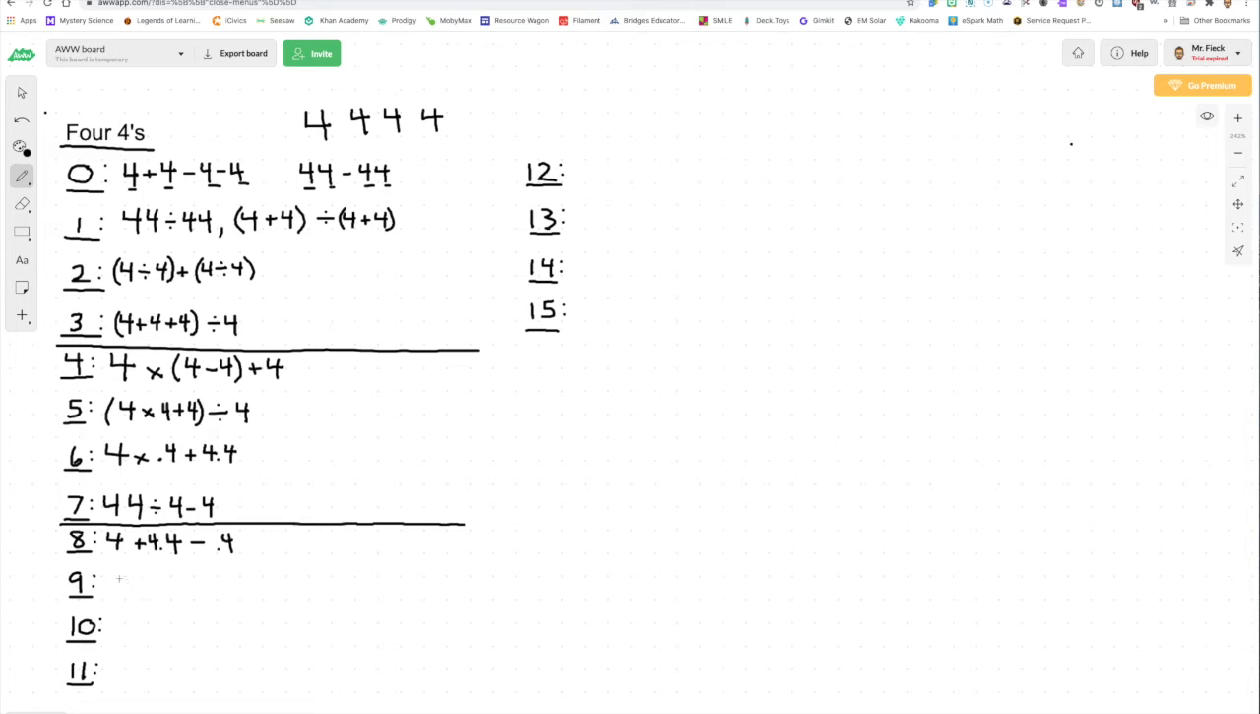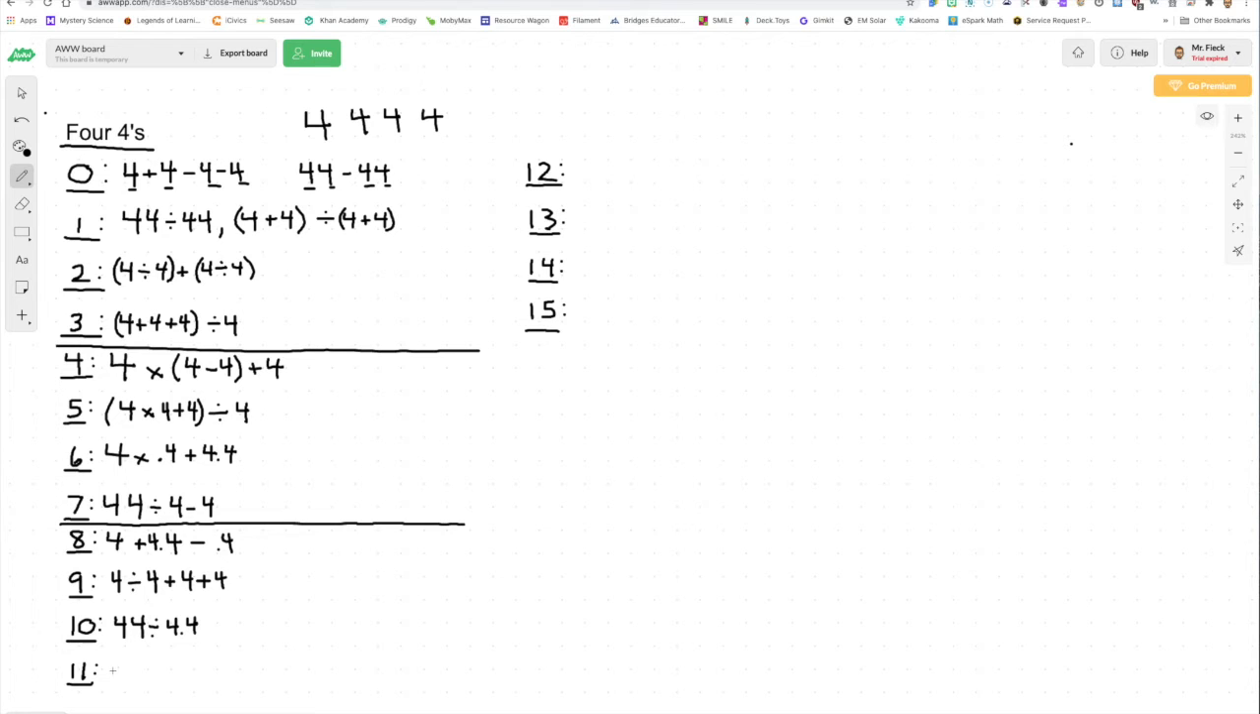And for 9, I came up with 4 divided by 4 plus 4 plus 4. So 4 divided by 4 is 1, plus 4 is 5, plus 4 is 9. For 10, I did 44 divided by 4.4, because 44 divided by 4.4 is 10.